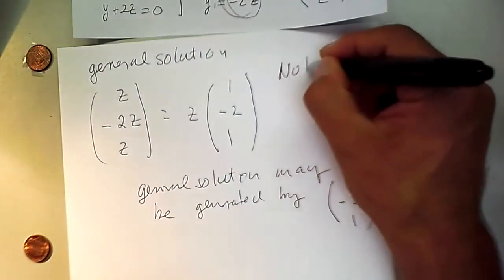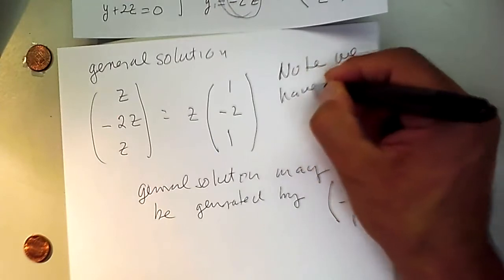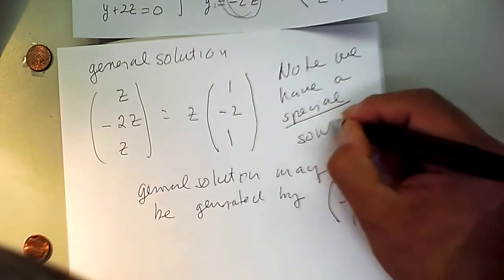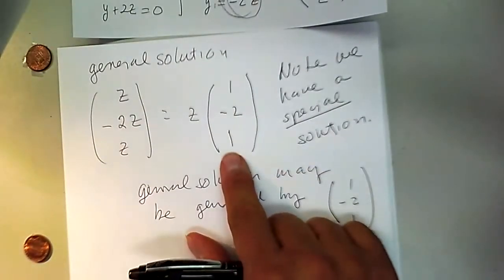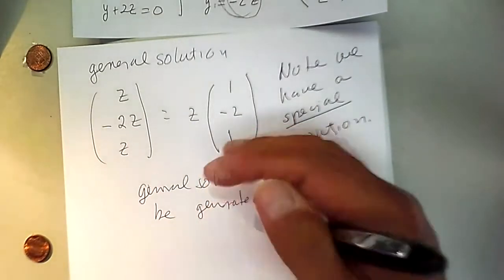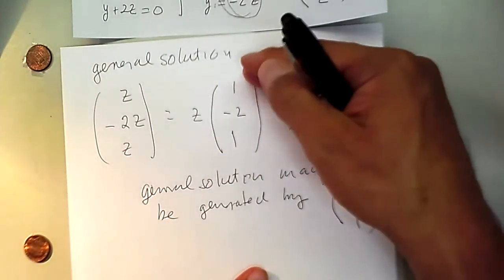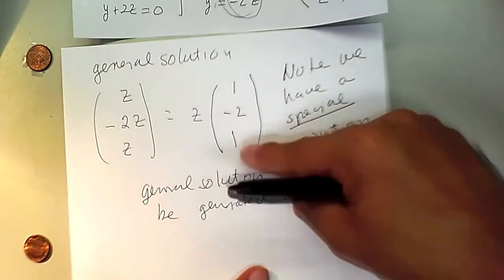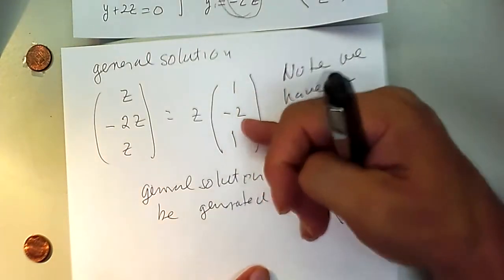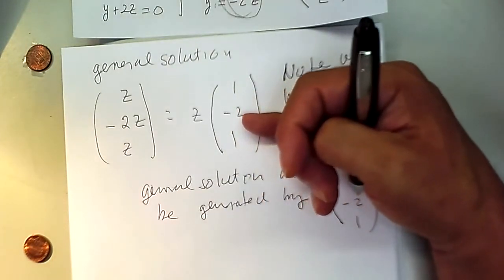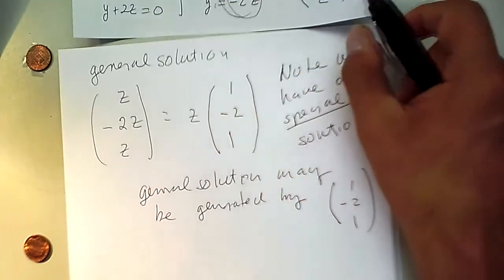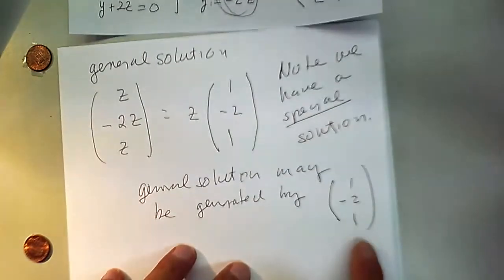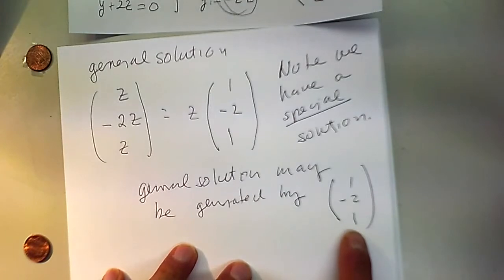So note we have a special solution. Why? Because the free variable is 1. There's no more free variables. If there were more free variables, then we would have to have 1 and 0, and then 0 and 1. And we usually start with 1 at the uppermost free row of the solutions. So all the solutions are generated by this single vector.